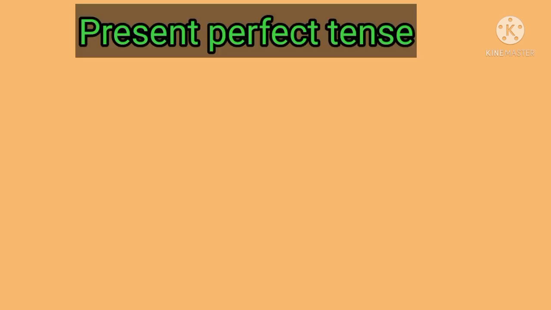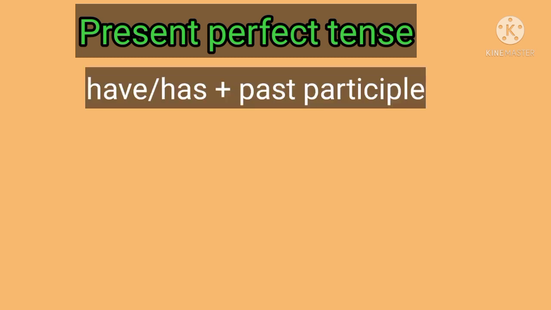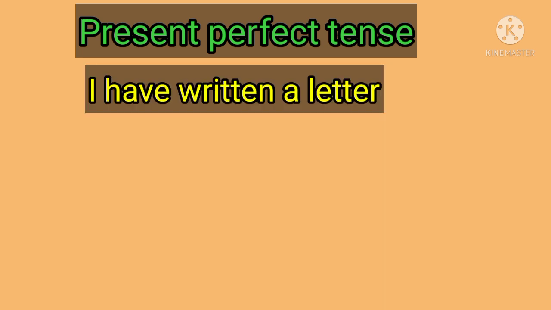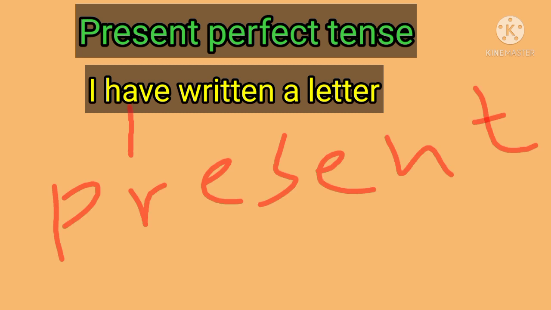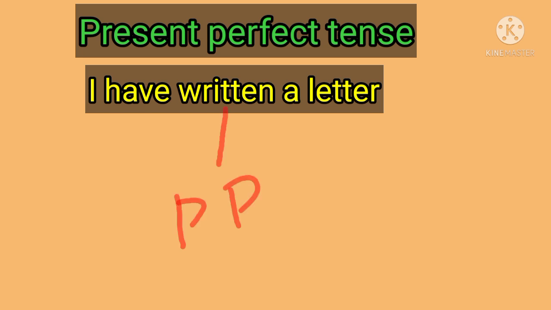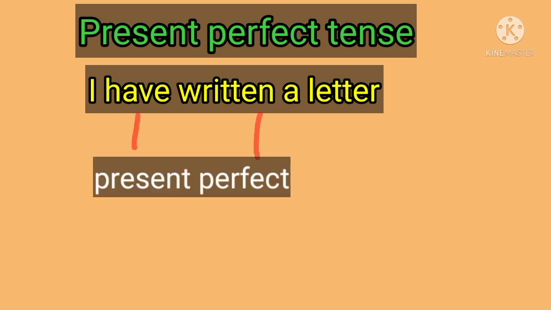Let us first of all talk about present perfect tense. Present perfect tense is formed by the auxiliary verbs "have" or "has" plus the verb in the third form. Let us see the example. I have written a letter. In the example, "I have written a letter", "have" is an auxiliary verb and indicates the present tense. "Written" is the past participle or perfective form of the verb and indicates that it is a perfect action. So the tense becomes present perfect tense.